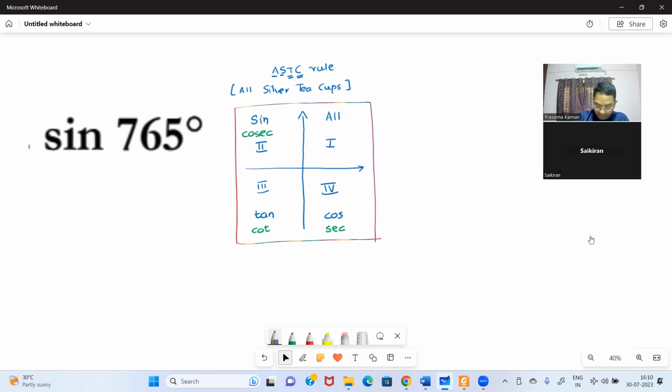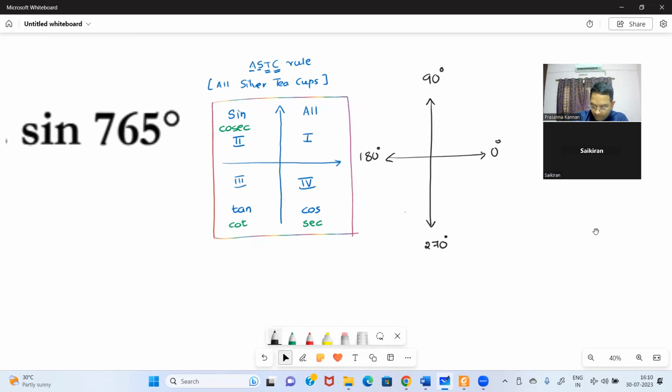Now next, let us look at the angles here. What is this angle? 0 degree. What is this angle? 90 degree. What is this angle? 180 degree. What is this angle? 270 degrees. Then what is this angle? This angle is going to be 360 degrees.